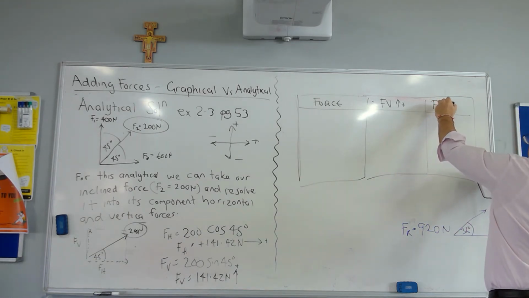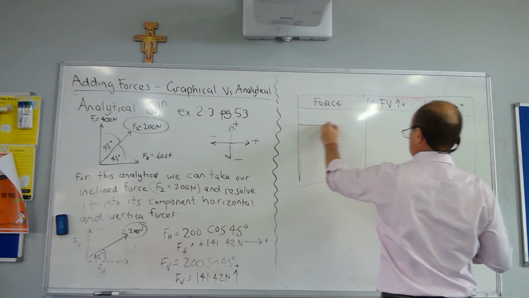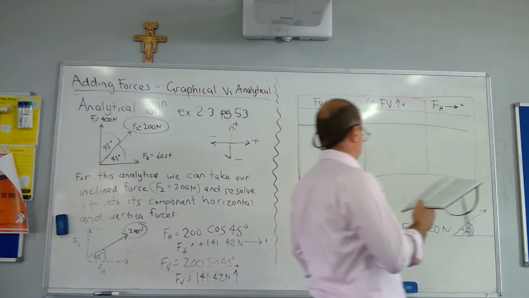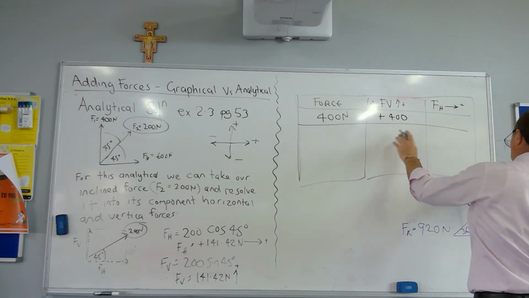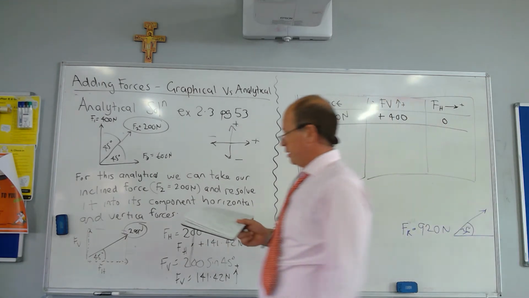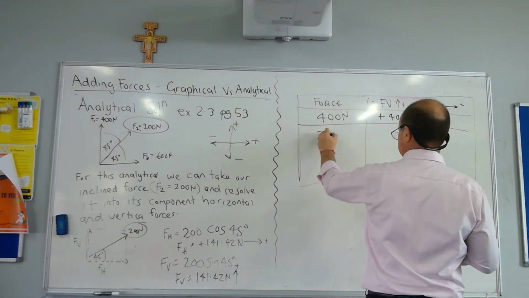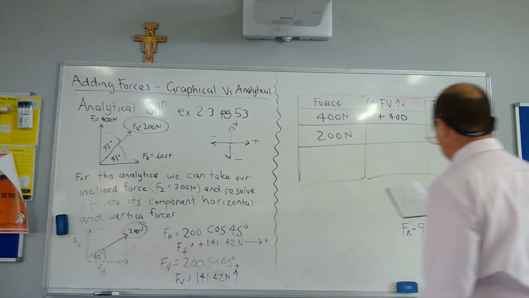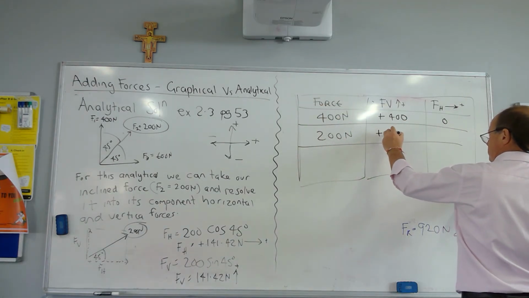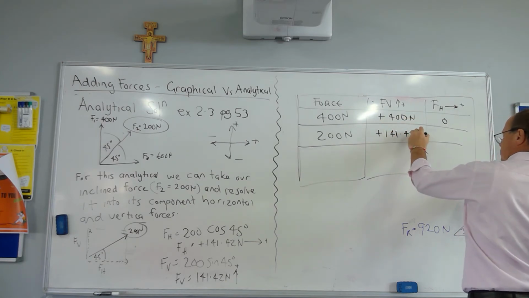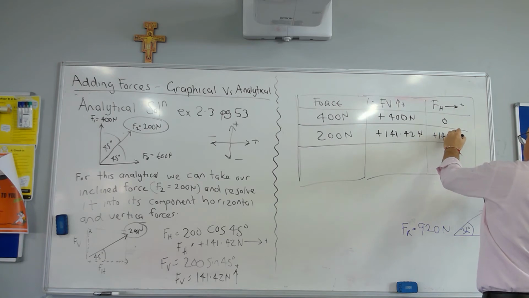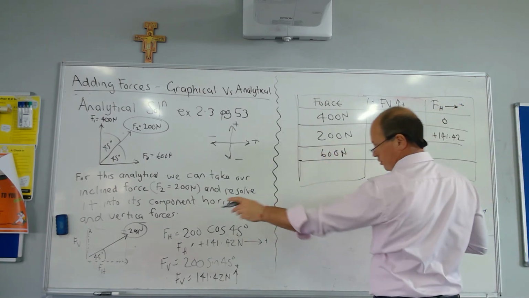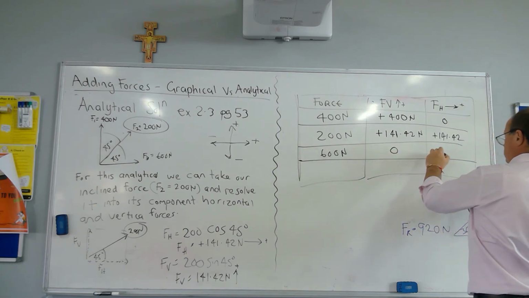The third column is force horizontal, to the right is positive. The 400 newton force is vertical, so we can write plus 400 here, but over here we write 0 because it has no horizontal component. The next one is the 200 newton force, and we broke it up into its two components, which were both 141.42 newtons. Then we had our 600 newton force. It's horizontal, so force vertical is 0, and this is 600.